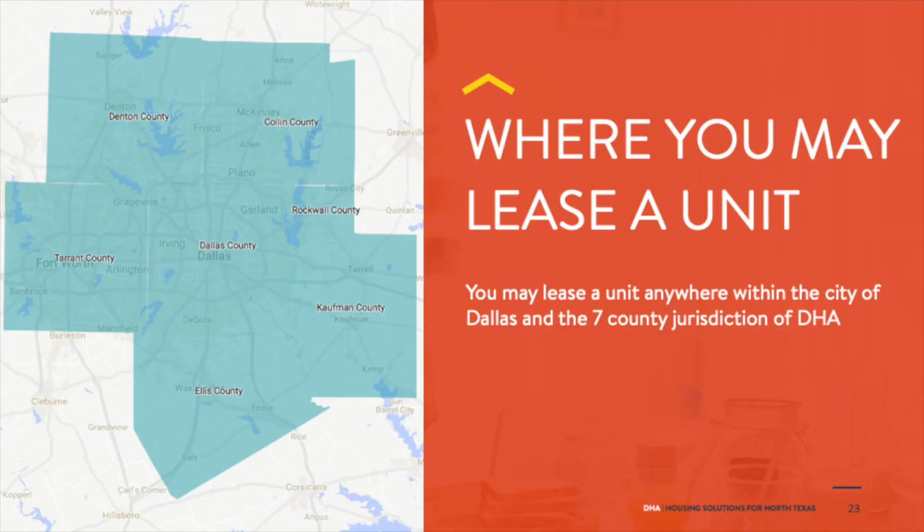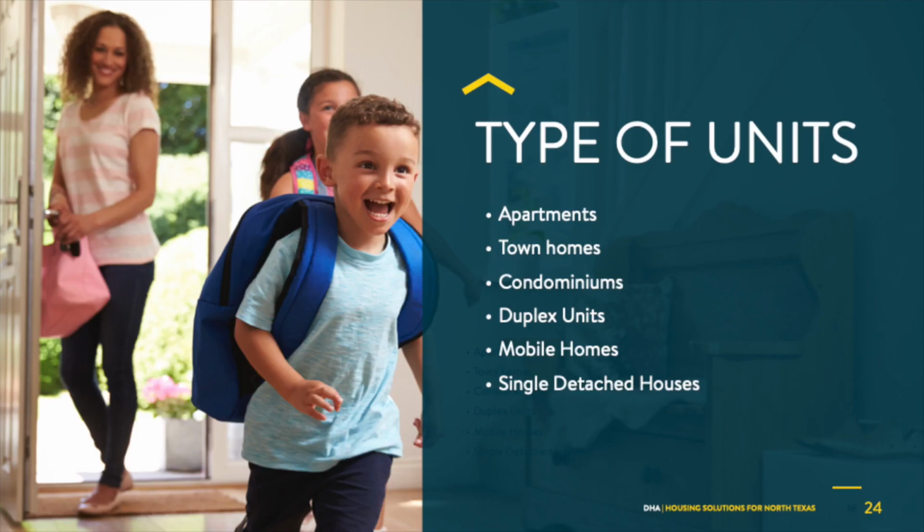You may lease a dwelling unit anywhere in the city of Dallas and the surrounding 7 counties, including Dallas County, Denton, Collin, Ellis, Kaufman, Rockwall, and Tarrant County. The following is a list of the types of dwelling units that may be used as rental units in the Housing Choice Voucher Program: apartments, townhomes, condominiums, duplex units, mobile homes, and single-family detached houses.